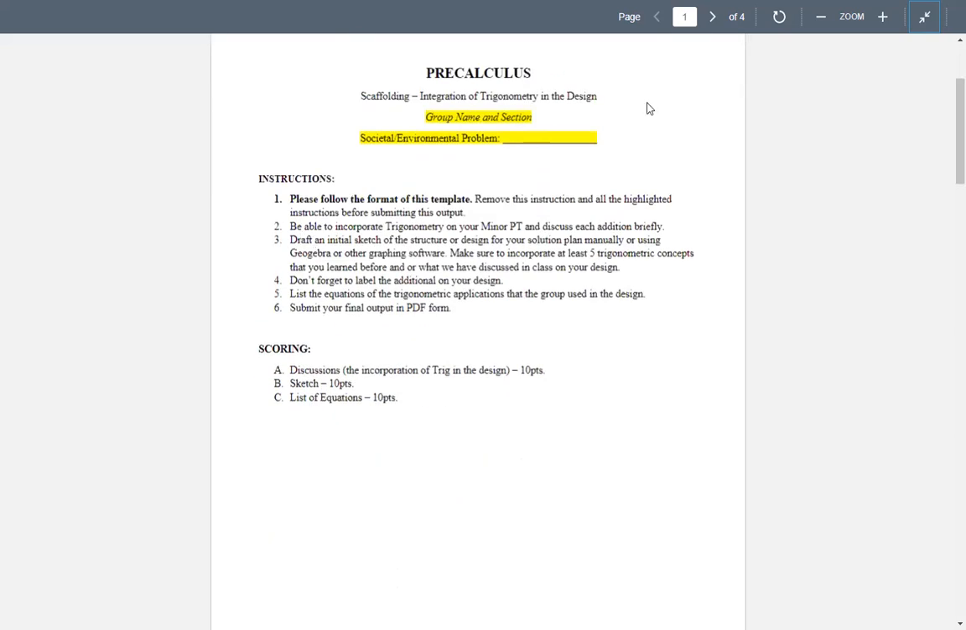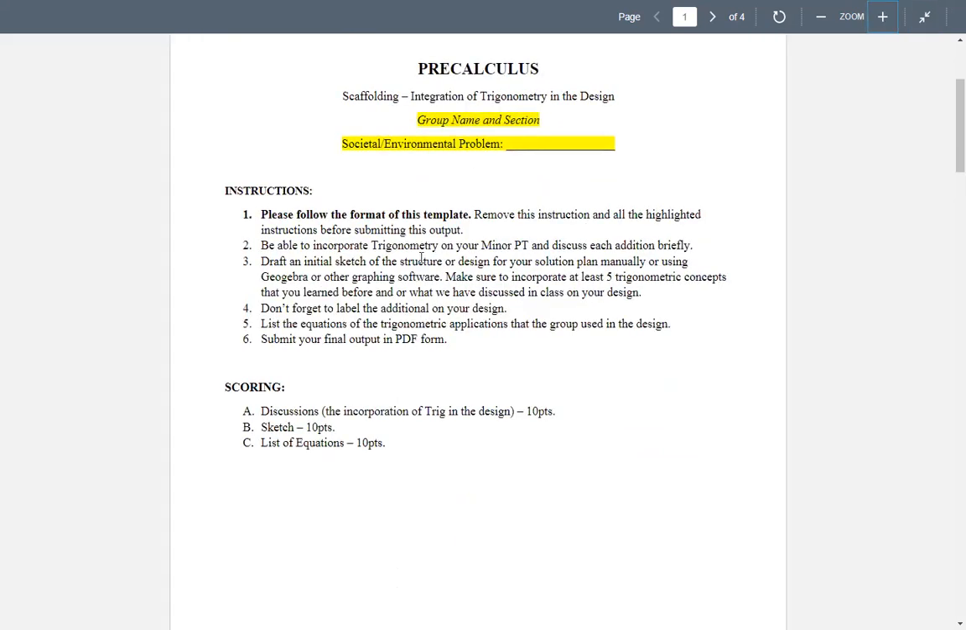Next, number 2, be able to incorporate trigonometry on your minor PT, since we will be connecting your minor PT with the major PT, and discuss each addition briefly. So for example, you want to add there a lamppost, and your major use of that lamppost is to find out what area is the coverage of the light of that lamppost.